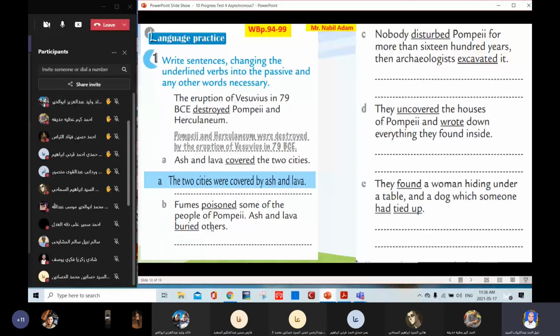Fumes poisoned some of the people of Pompeii. Ash and lava buried others. في جملتين. Begin with some of the people of Pompeii في الجملة الأولى and for the second sentence begin with the others. يلا. Begin with some of the people of Pompeii. Here the verb is in the past. We use was or were. أحمد جمال ورداني.